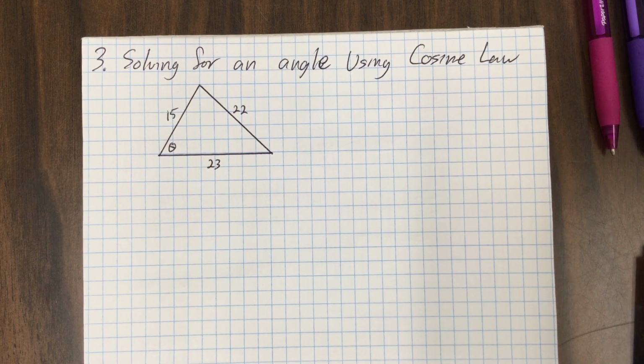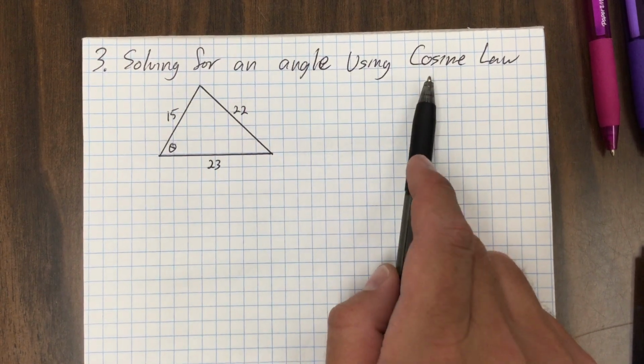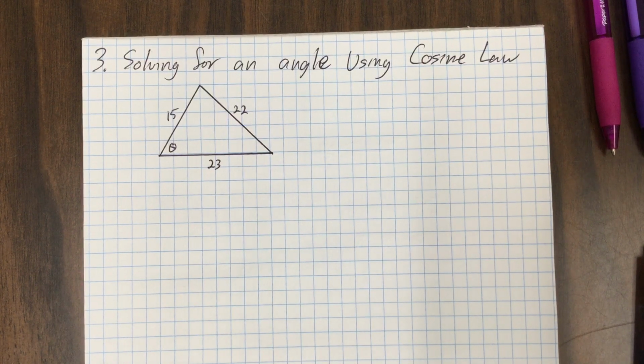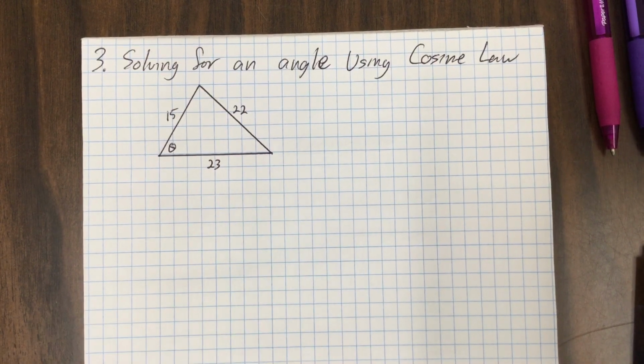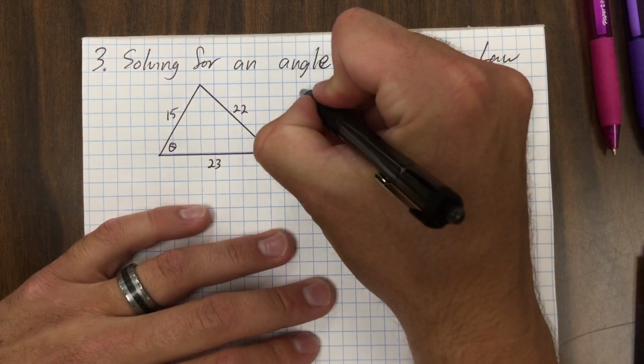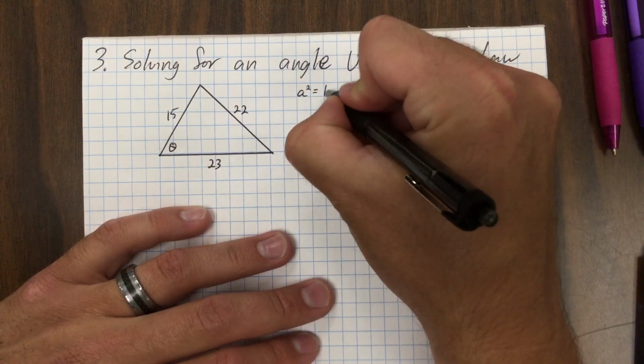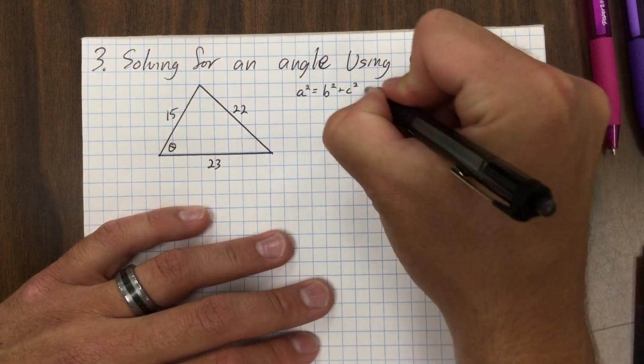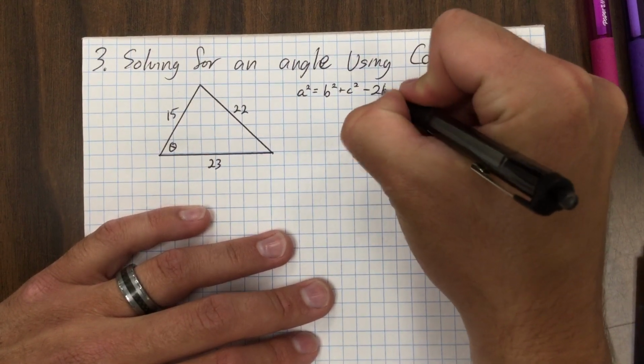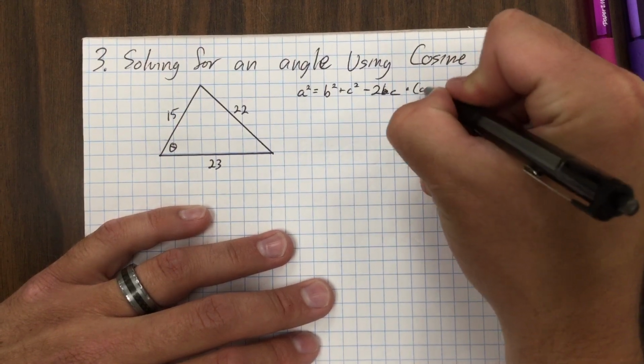In this case, we're going to solve for an angle using cosine law. There's only one case ever where we will be using cosine law to solve for an angle. A squared is equal to b squared plus c squared minus 2bc times cos of A.